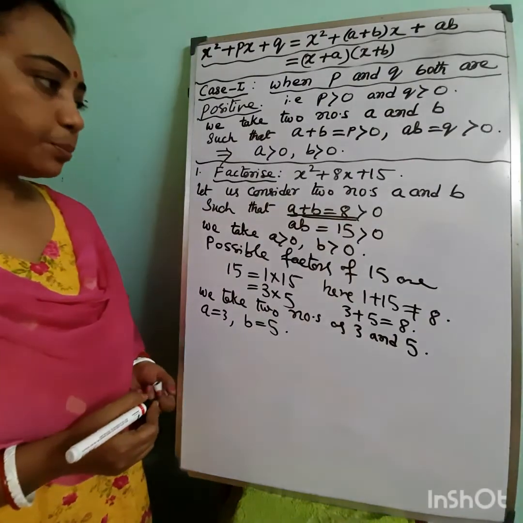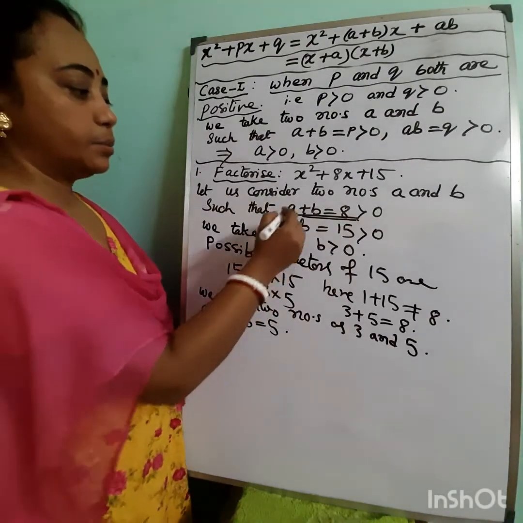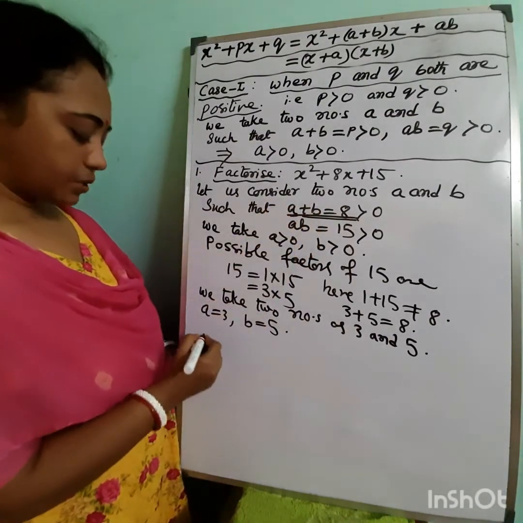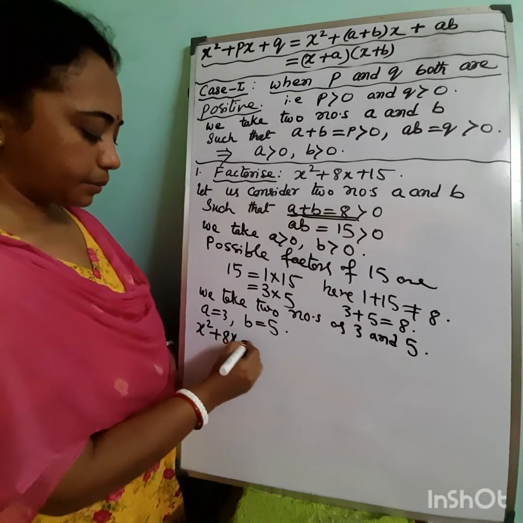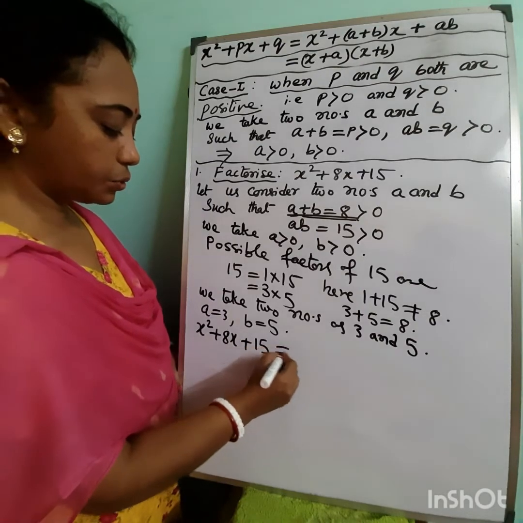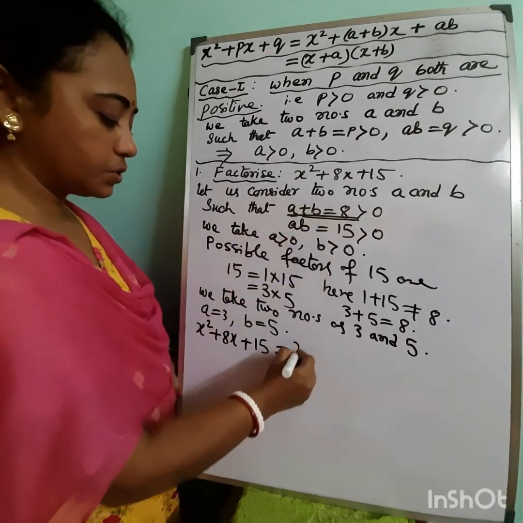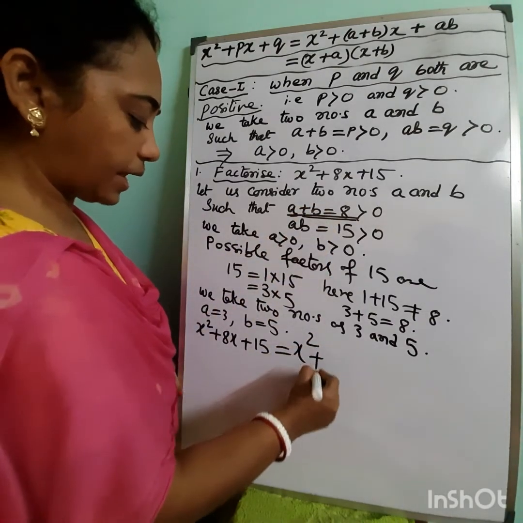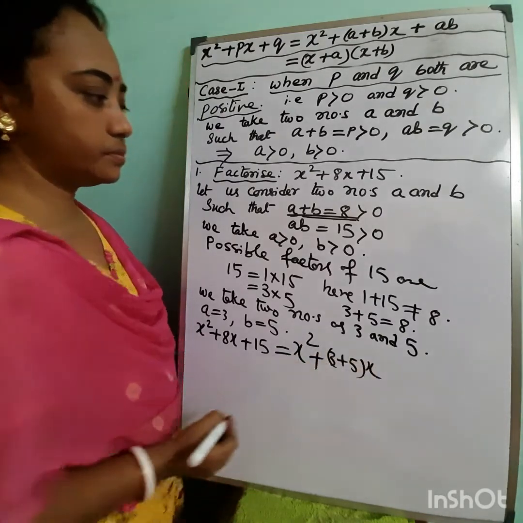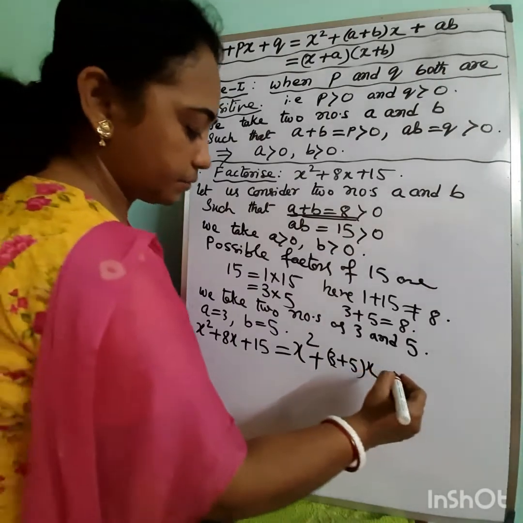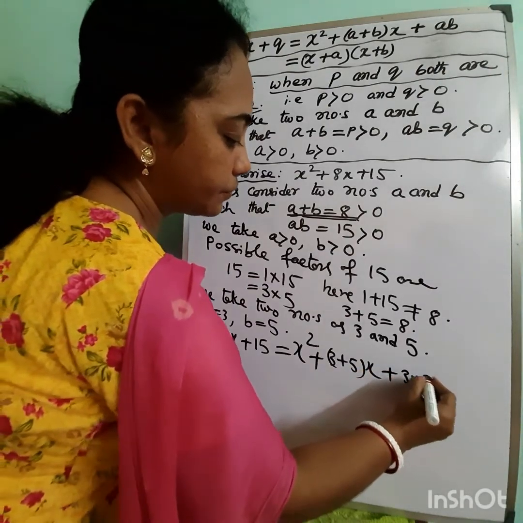So now we put these values in place of a and b. The given expression becomes x square plus 8x plus 15 is equal to, here 8 means a plus b, so in place of 8 we can write 3 plus 5, x plus 15, which means 3 multiplied by 5.